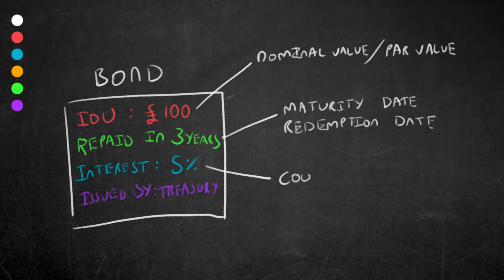Interest of 5% is known as the bond's coupon, and the issuer is who has issued this bond. Now this could be the government, a company, an individual. In this case, it is the government or treasury.